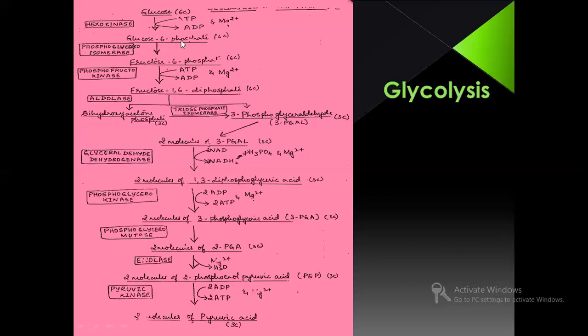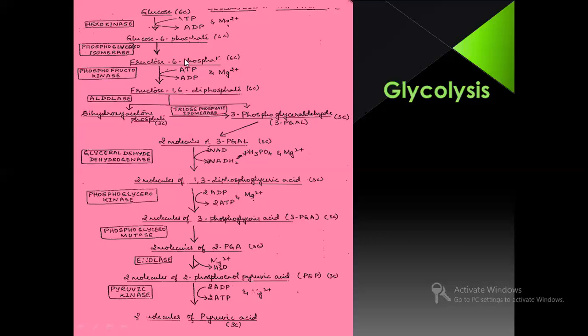Now this glucose 6-phosphate, again a 6 carbon molecule, isomerizes into fructose 6-phosphate in the presence of an enzyme referred to as phosphoglucoisomerase. There is no energy molecule, that is ATP is not involved, because it is an isomerization process.